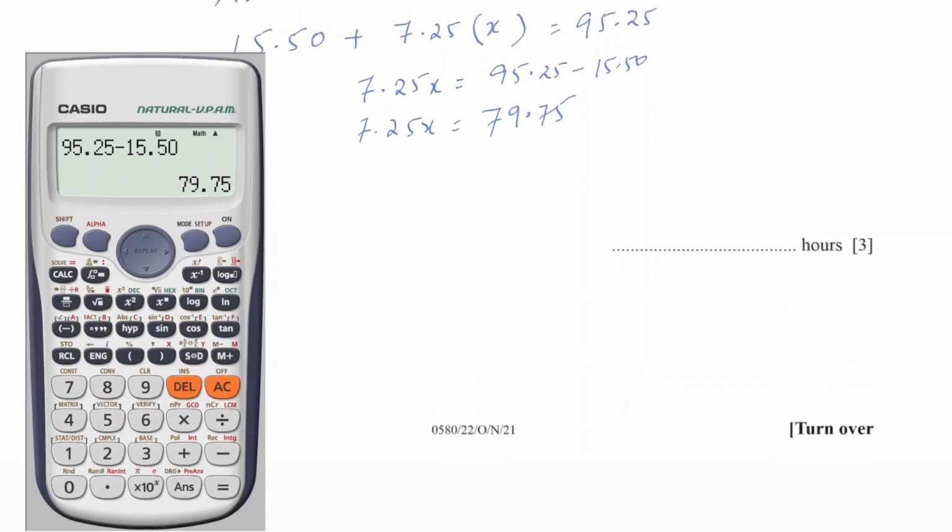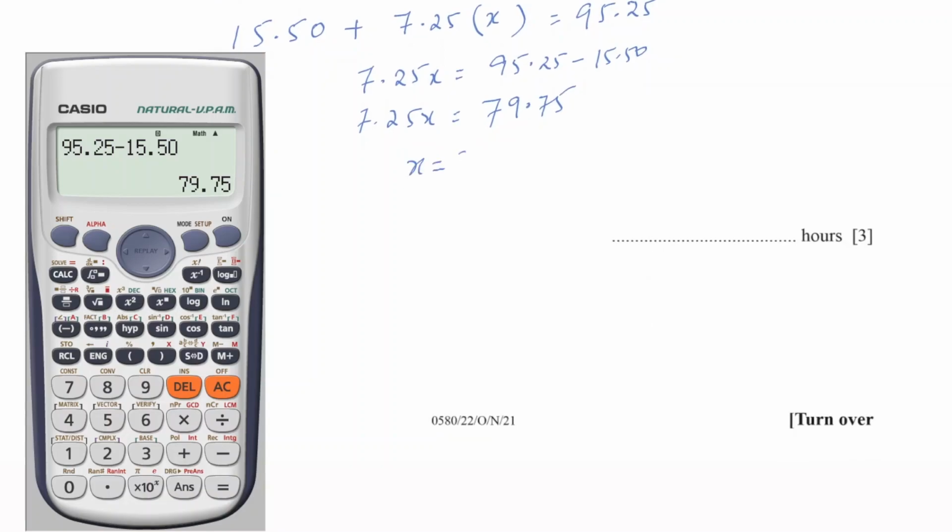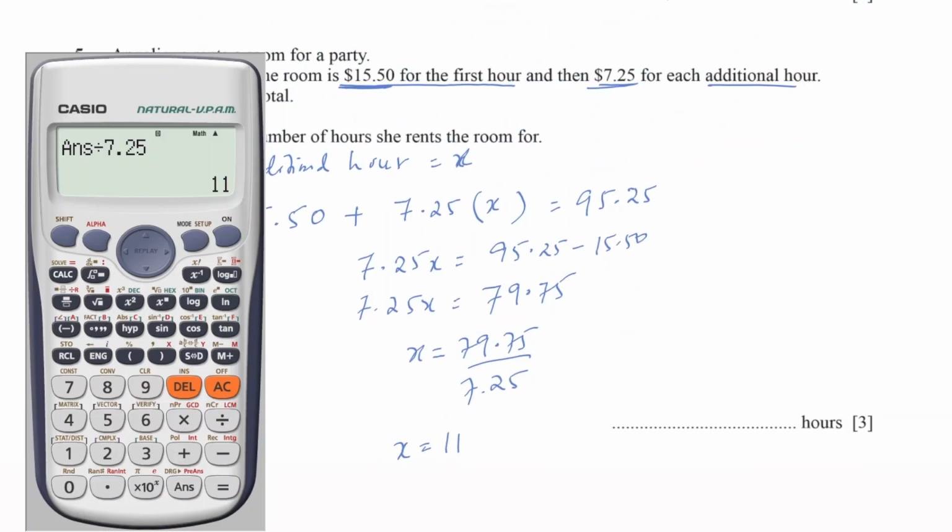79.75, and that we have to divide with 7.25. Okay, 7.25 have to divide, and I got the value of x, that is 11. So x is what? The additional hours that she works, right?